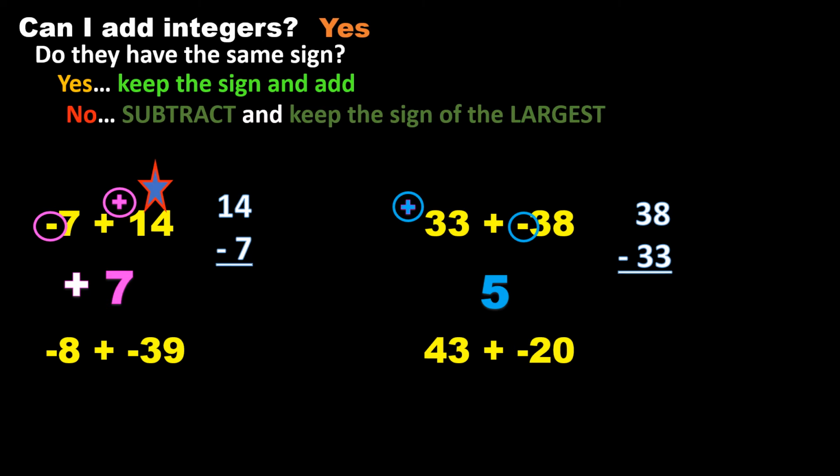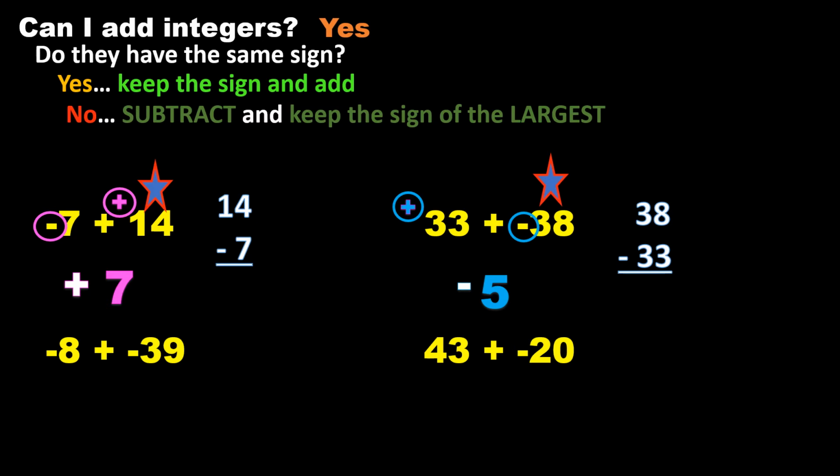But here's where I have to look at my signs. So when I look at my signs and I notice I've got a positive and a negative, I have to look at the numbers themselves, not the values, and ask which one's bigger. Well, 38 is bigger than 33. Since 38 is bigger, then I know my answer has to be in the form of negative 5. So I keep the sign of the largest number. Not the greatest value, but the largest number.